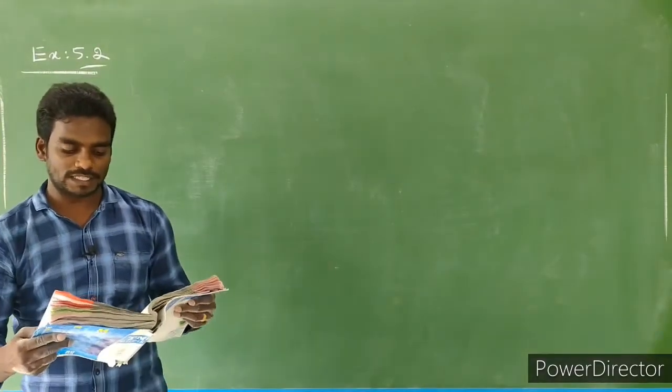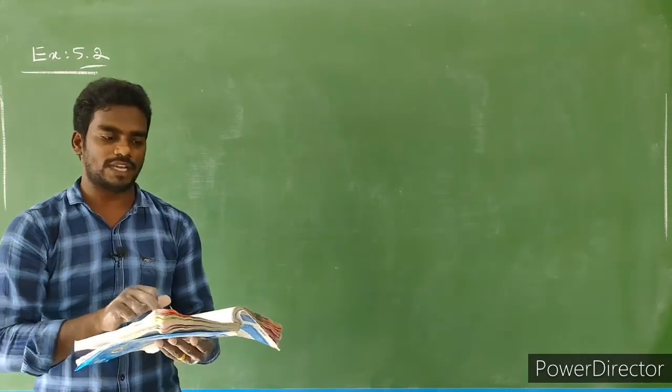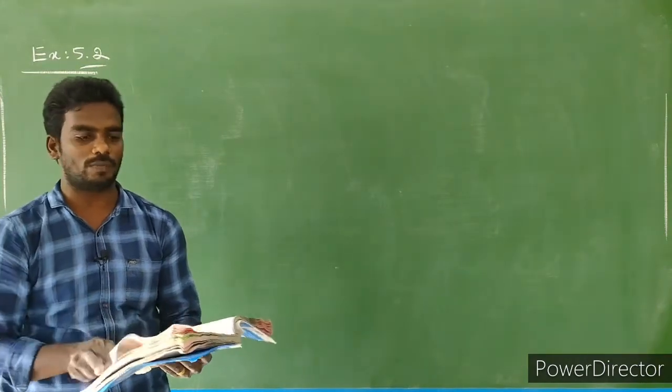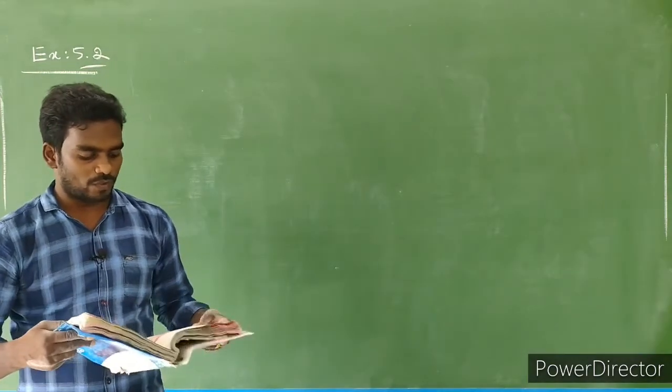So next in our exercise 5.1, the 13th pattern and 14th pattern are your homework sums. Next, exercise 5.2.